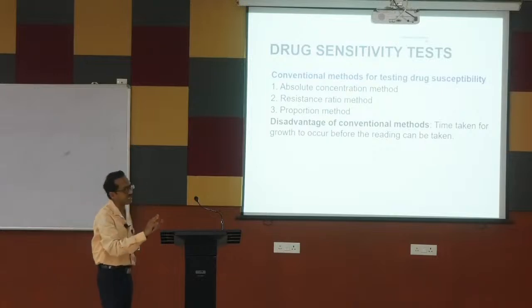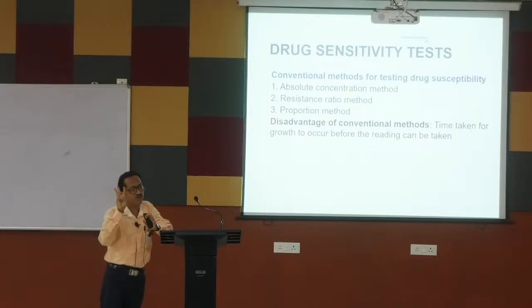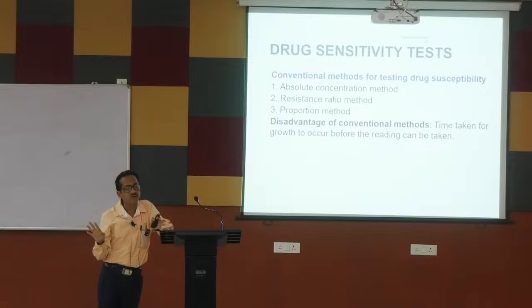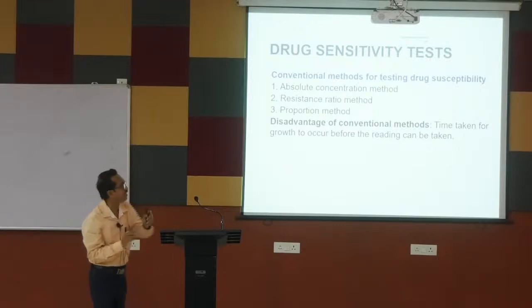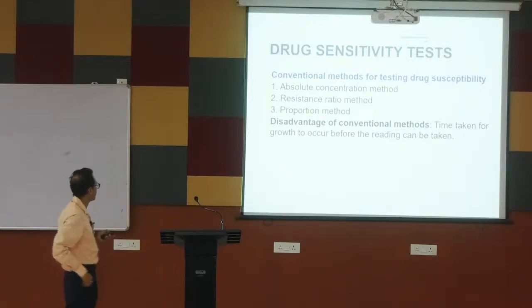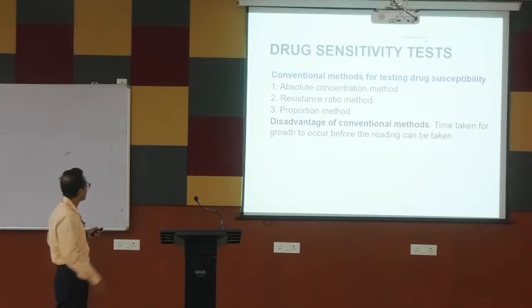These are the drug sensitivity tests in a conventional method. These are the only three methods used for drug sensitivity tests: the absolute concentration method, the resistance ratio method, and the 1% proportion method. These are the three conventional drug testing methods, not molecular. Disadvantage: time is taken for growth to occur before a reading can be taken. So the turnaround time is very high, at least 2 to 3 weeks.